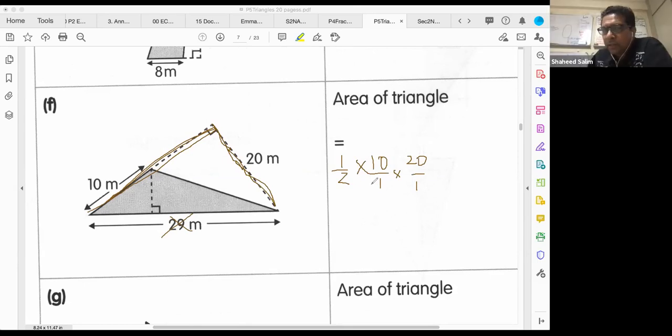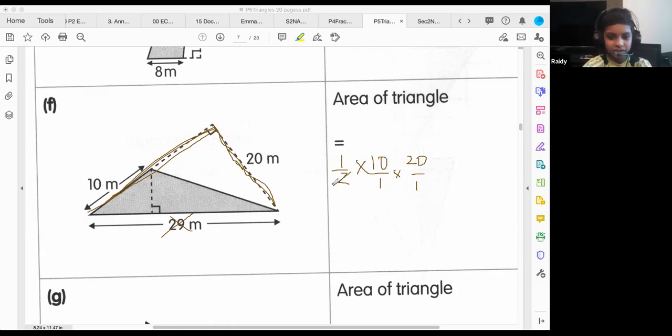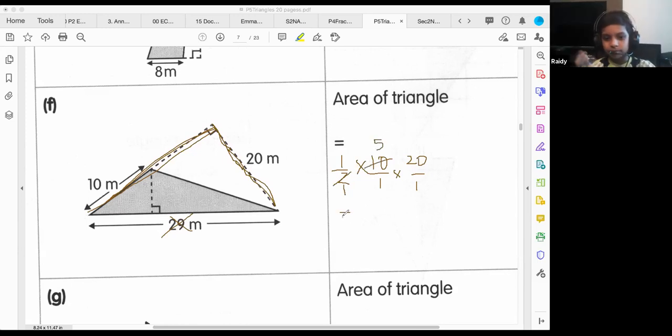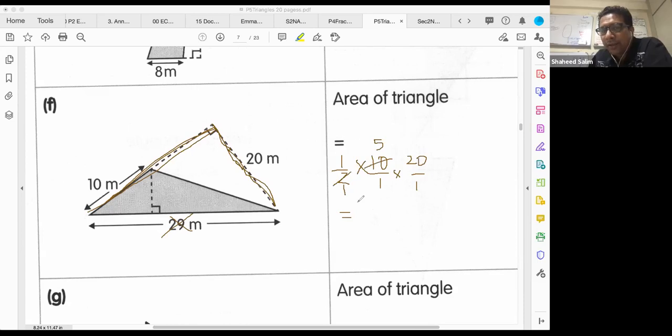Cannot be. You only cancel one only. You must choose one. 10, divide by 2, you get 1. Divide by 2, you get 5. Don't do double cancel. Equals 100. How do you know 100? You cover the 0. 5 times 2 gets 10. Then put a 0.